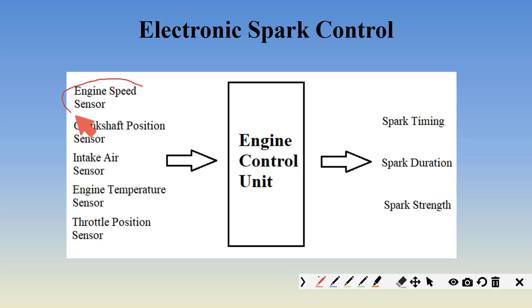First of all, engine speed sensor is required. Why is engine speed sensor required? Because we must know at what speed the engine is operating. Is it at low speed or is it at high speed? If it is at high speed, then we have to produce the spark early.